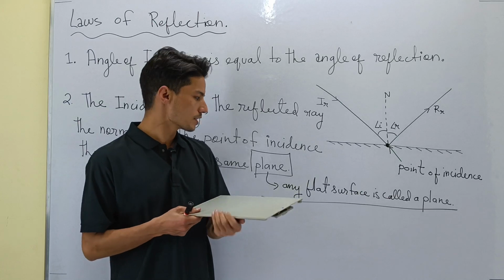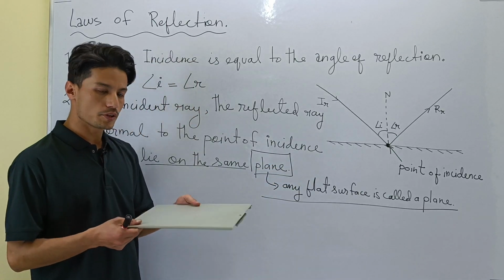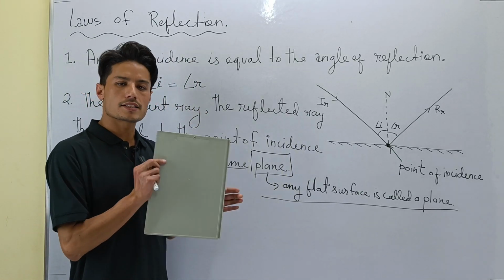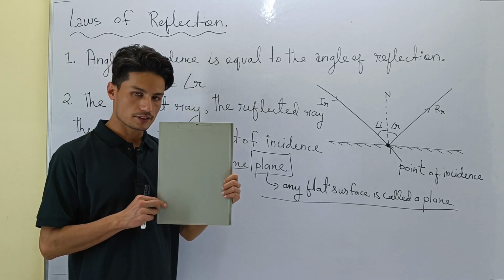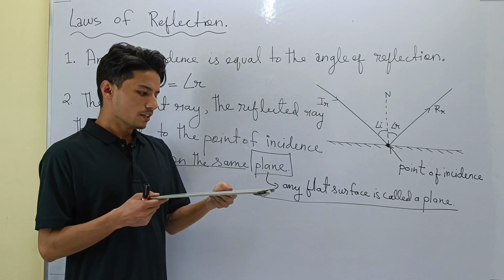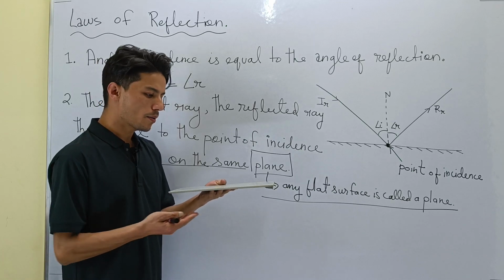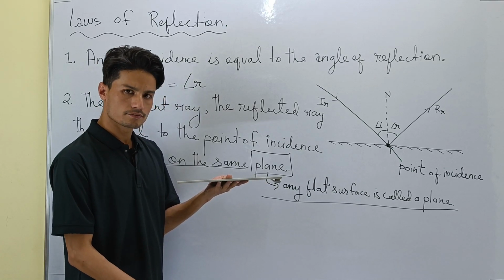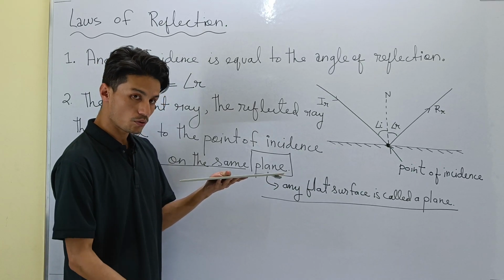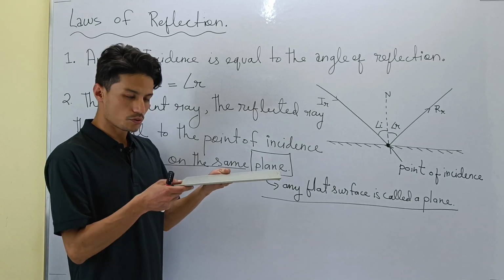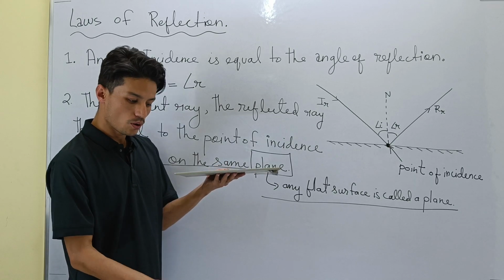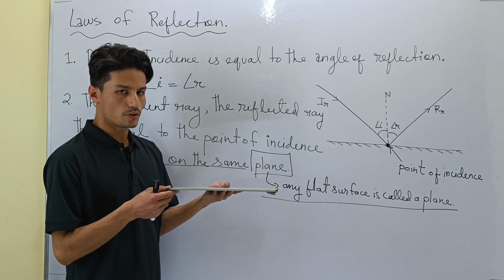So to demonstrate the second law of reflection, I am going to use this exam board. Let me take the back side of it. So this is a plane. Let's keep it like this, parallel to the horizontal. Which is the horizontal? The floor on which I am standing is the horizontal. So this exam board is horizontal to the floor.